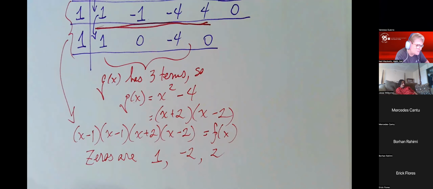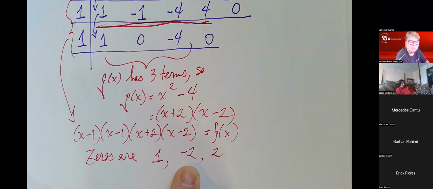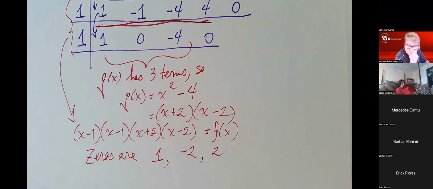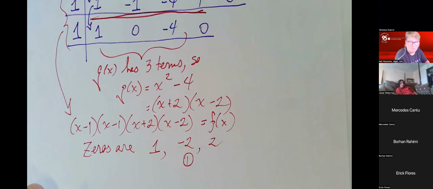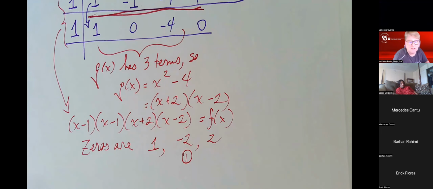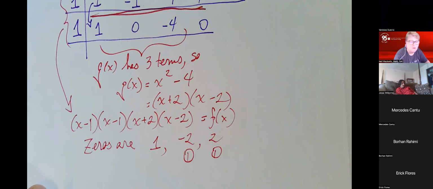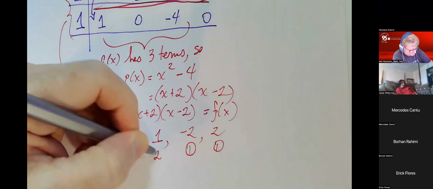Excellent. What is the exponent on the x plus 2 factor? Wouldn't it just be odd? Yeah, odd. One. What is the exponent on the x minus 2 factor? Odd as well, so 1. But how many x minus 1s do we have? 2. So that would be even. That's right.